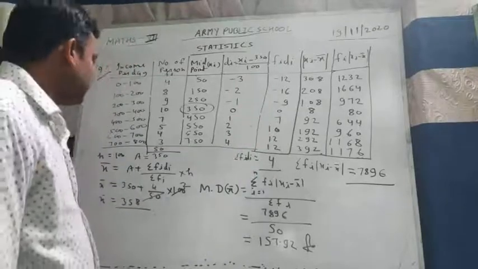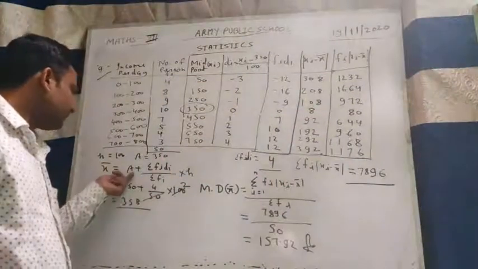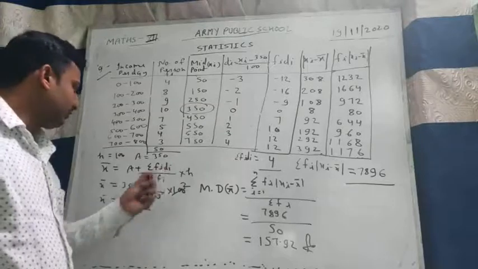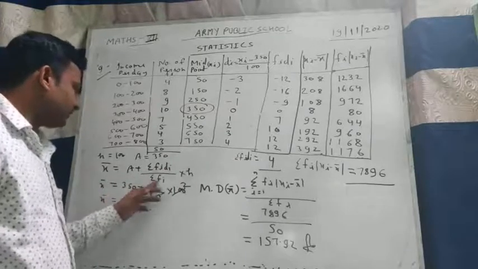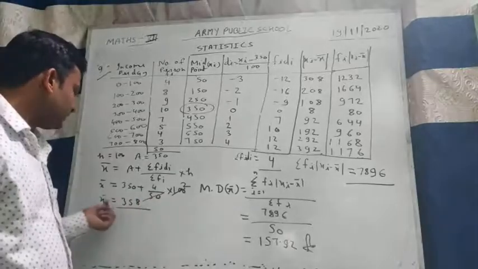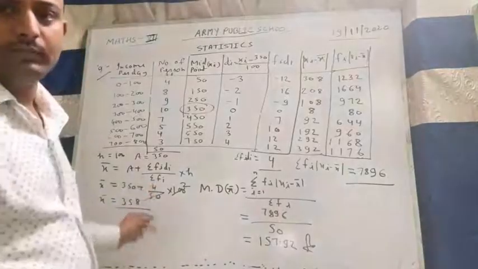Now we will find our assumed mean. So our formula is A plus summation fi di by summation fi into h. A is 350 plus 4. So I put the value 4 by 50 into 100, and this is x bar, which is 358. So mean is what? 358.